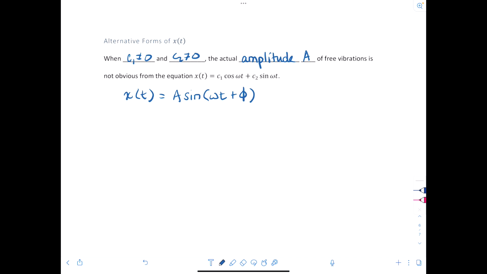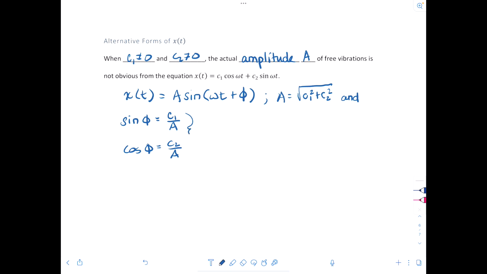All right. A is equal to the square root of C1 squared plus C2 squared. And sine phi is equal to C1 over A. Cosine phi is equal to C2 over A. And so tangent of phi, therefore, will be just the ratio of C1 to C2.